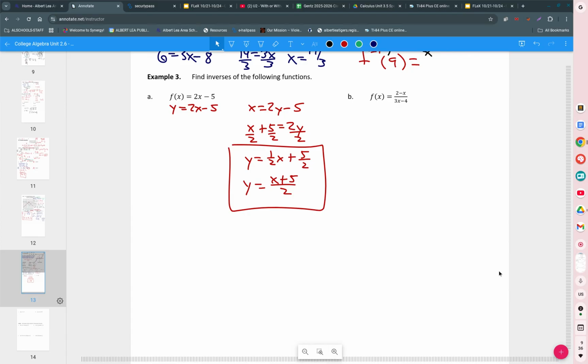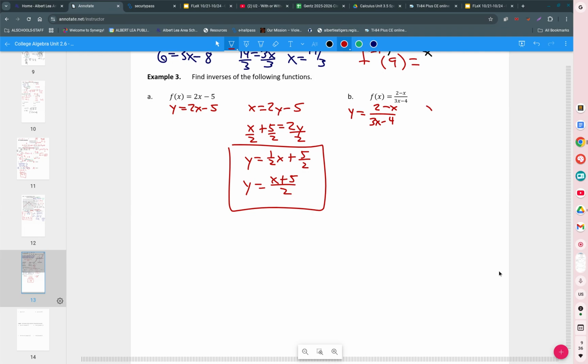Let's find the inverse for letter B. Some people struggle with this one, but fortunately you guys are super smart, so it's no big deal. We have y is equal to 2 minus x over 3x minus 4. So if I want to find the inverse, what should I do?